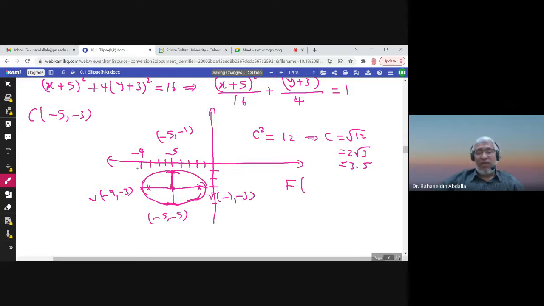The center is -5, -3. I will go to the right and to the left. So I will change the x coordinate. I will add c, which is 2 square root of 3, to the x coordinate, while the y coordinate remains -3.